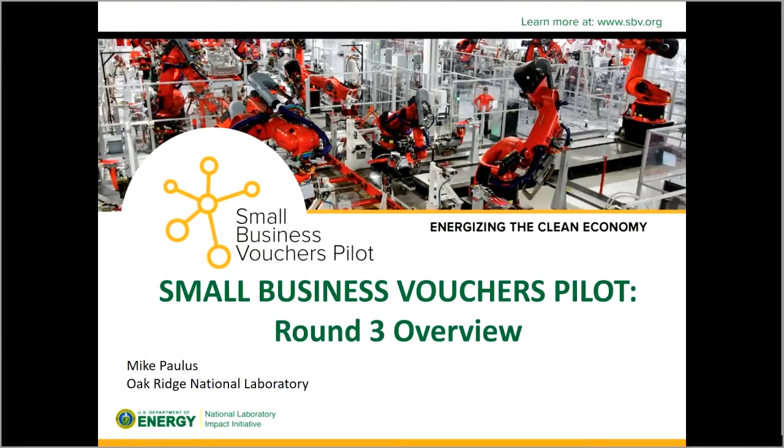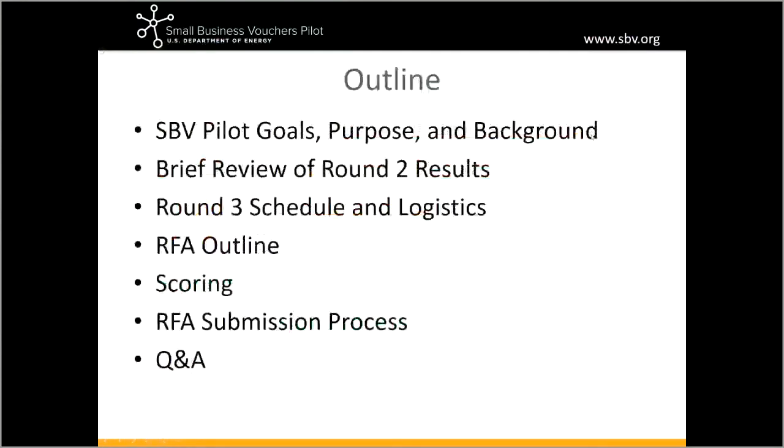So here's an outline. We begin with a review of the Small Business Voucher pilot goals, purpose, and background. Take a quick look at the round 2 results. Then we'll talk about the round 3 schedule and logistics. Then I want to walk through the request for assistance outline, and I'll provide some thoughts on what you can do to make your request for assistance as compelling as possible. We'll talk about the scoring then.